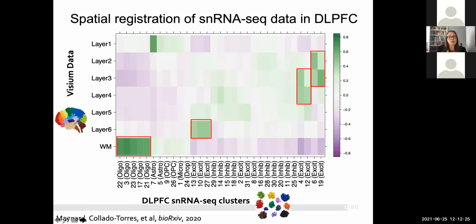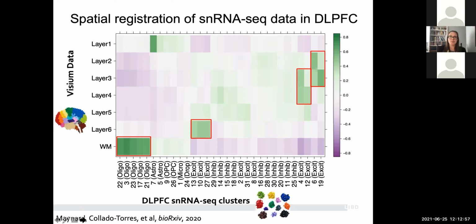But back to the spatial registration, when we correlate the enrichment statistics from these DLPFC subclusters with those from our laminar Visium data, we find that specific subclusters of excitatory neurons correlate with either deeper or superficial cortical layers. So for example, you can see excitatory neuron clusters 13, 10, and 27 likely represent layer 6 pyramidal neurons. We also see that oligodendrocyte clusters are enriched in the white matter, and inhibitory interneuron clusters are scattered throughout the cortex as expected.